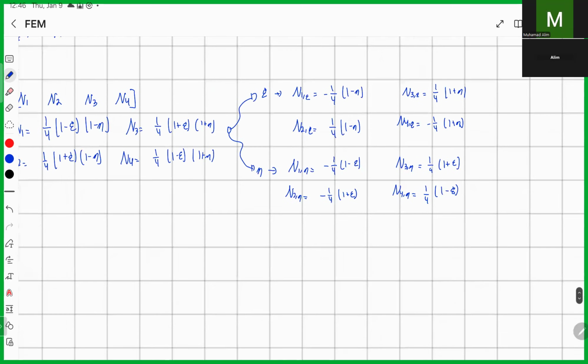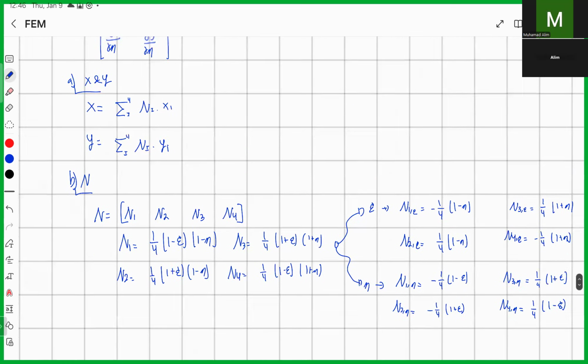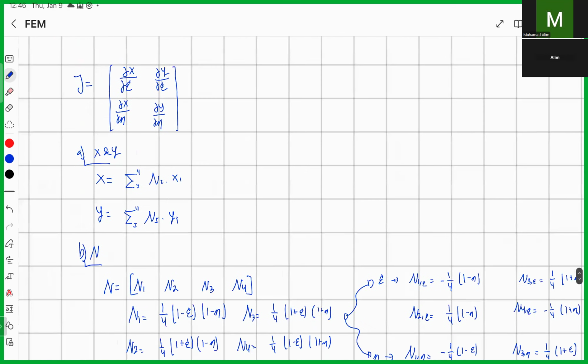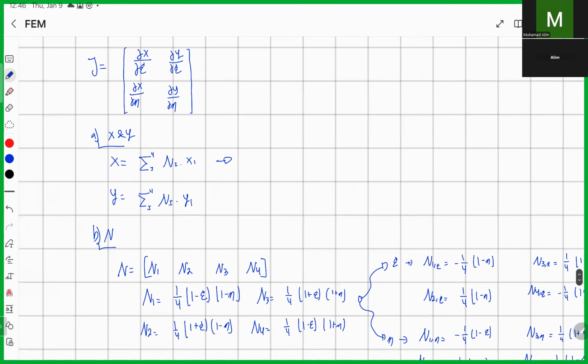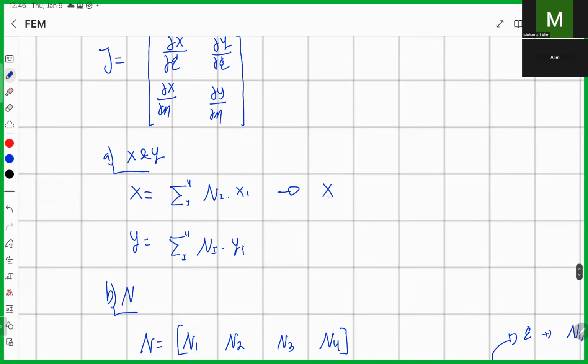So we want to get the Jacobian value, right? Recall this formula. So what you want to do is to get x. If you want to get x with respect to xi, then it's basically a similar concept.